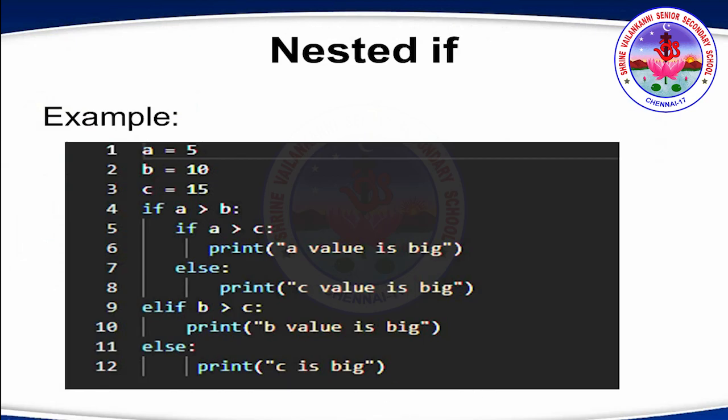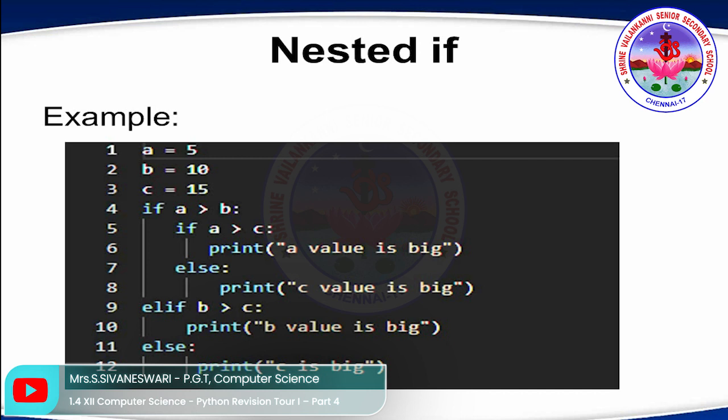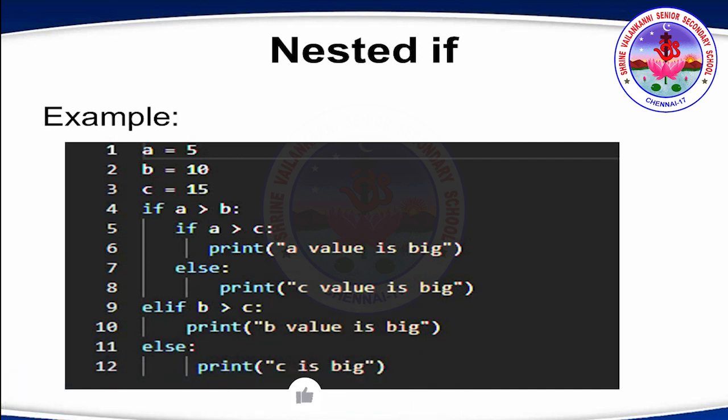So now let's see an example. A is equal to 5, B is equal to 10, C is equal to 15. If A greater than B, if A greater than C, then print A value is big. Else print C value is big, because this is for the innermost if. So A is greater than B, but A is not greater than C, so C should be big.